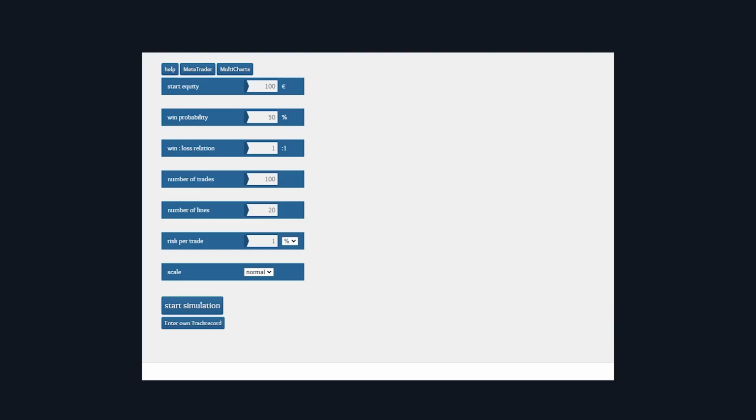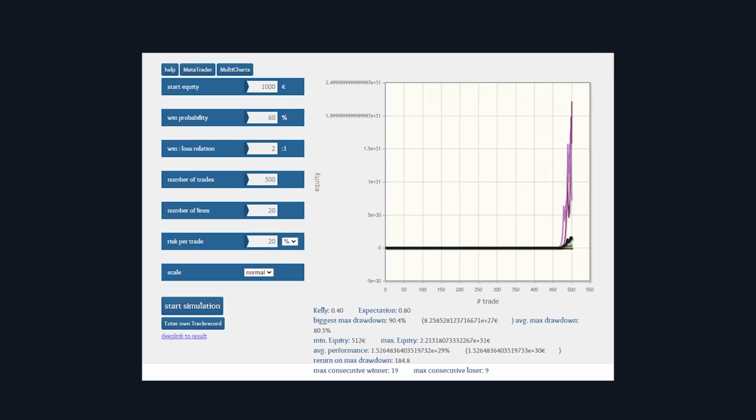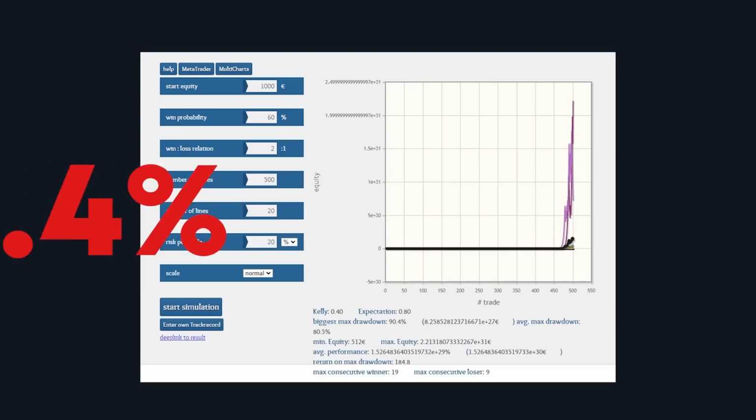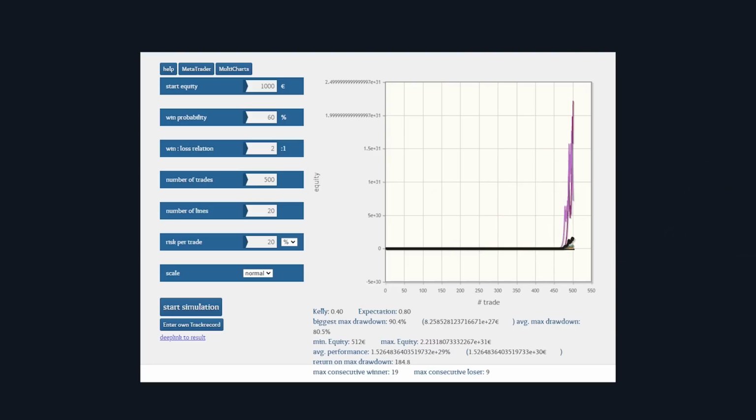This is a trading simulator. So in this example, we're going to start with $1,000, have a win probability of 60%, have 2 wins for every loss, take 500 trades, and finally, we're going to risk 20% per trade. The key stat we're looking at is the biggest max drawdown. If you take a look at this, if we were to risk 20% per trade, we have the potential to lose 90.4% of our portfolio. Gone, which is absolutely crazy.